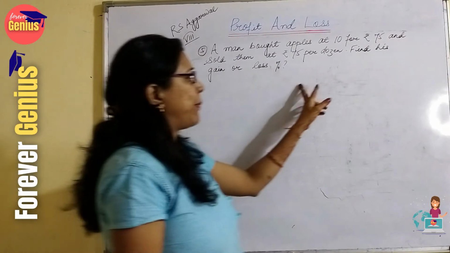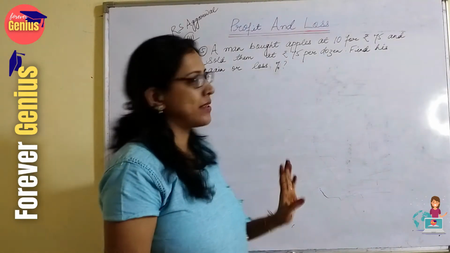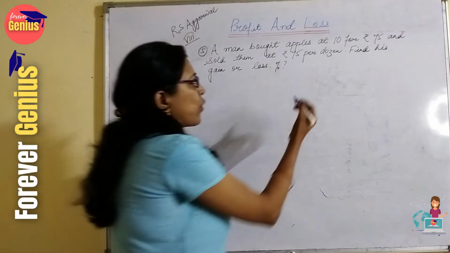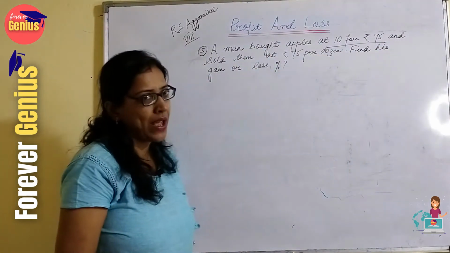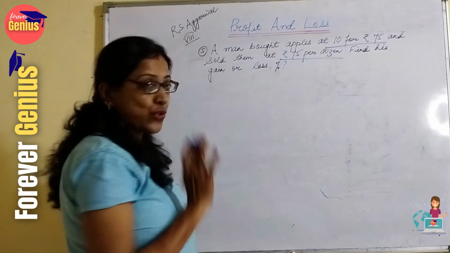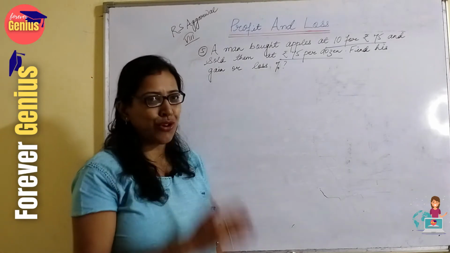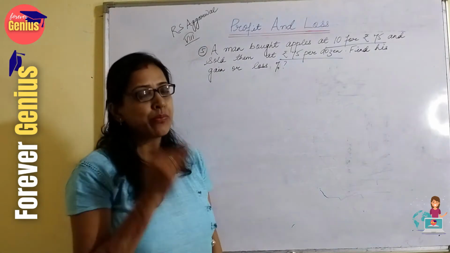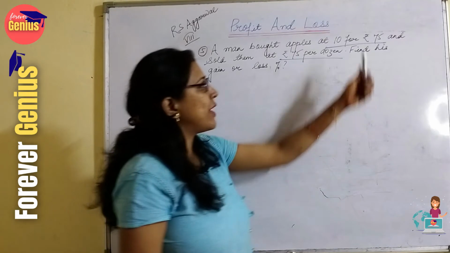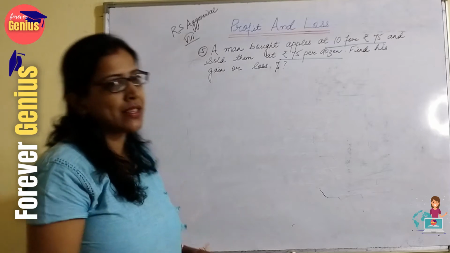A man bought apples at rupees 10 for 75 and sold them at 75 per dozen. Find his loss or gain percent. See, you can see that the cost price of 10 apples is given to us, whereas the selling price of 1 dozen is given to us. So whenever we get these types of sums, I have always said you students that try to equalize the number, because the units have to be similar. This is pieces, this is dozen. So let's convert this cost price also into dozen for our convenience.